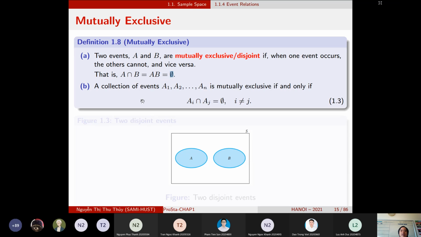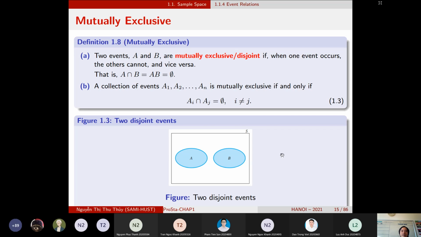We say that a collection of events A1 to An is mutually exclusive if they are pairwise mutually exclusive. That means each pair of them is mutually exclusive, for every pair of them. So we can use a Venn diagram to show two disjoint events, or two mutually exclusive events, like this.